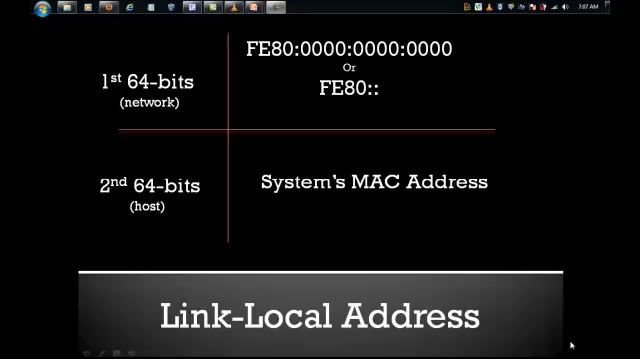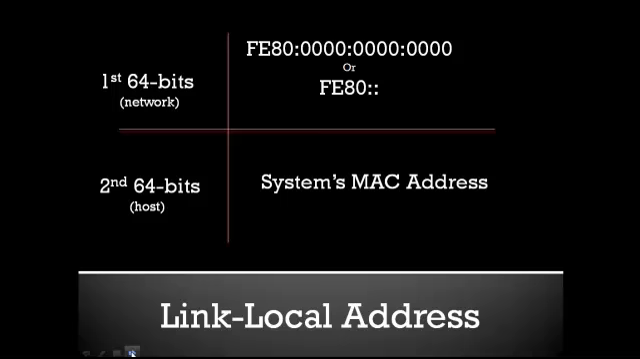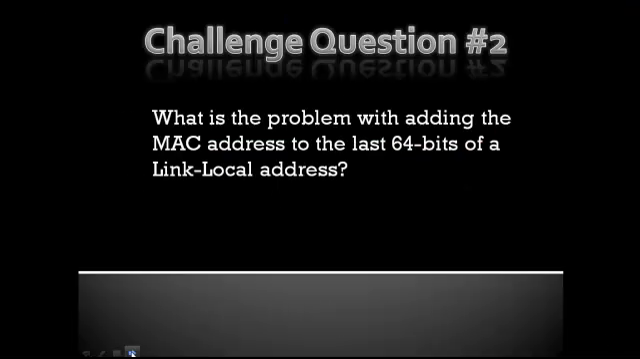So, how does the system come up with this address? All link local addresses start with FE80, which is reserved by the IETF. The first 64 bits are FE80 followed by 12 zeros. The second 64 bits use the MAC address of the system. There's a problem with this though, and that takes us to challenge question number 2. What is the problem with adding the MAC address to the last 64 bits of a link local address?